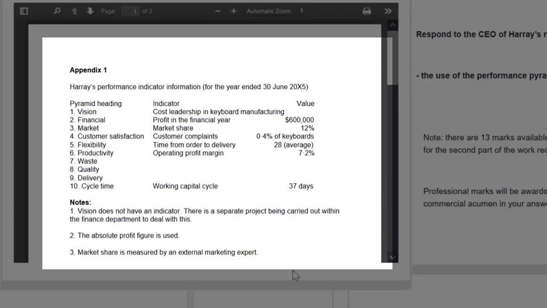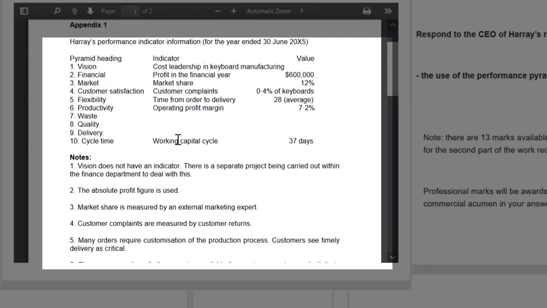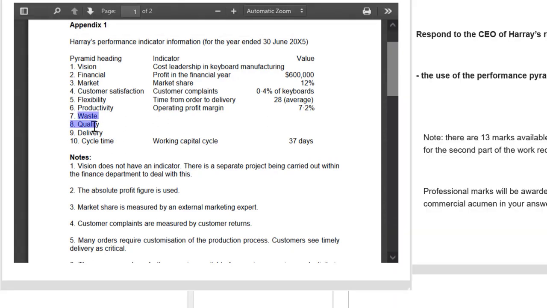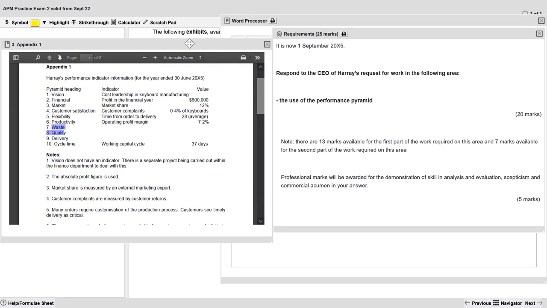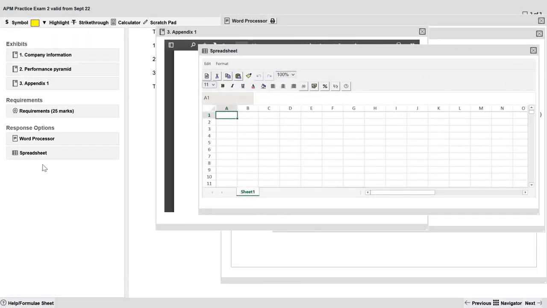You'll need to review the available data, decide on several performance metrics for these areas of the performance pyramid, and then do your calculations in the spreadsheet. Please remember, you will also earn professional marks in the spreadsheet, so ensure everything you do is well labeled, neat, presentable, and formatted so the marking team can make sense of what you are doing.